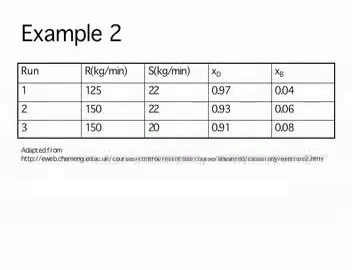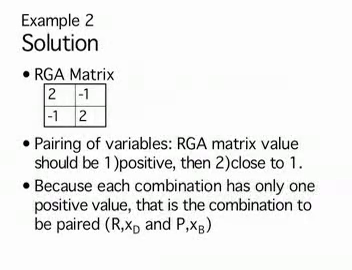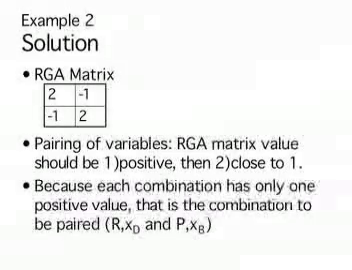For this second example, we are given a table of experimental data similar to the worked out example 2 from the wiki. A 2x2 RGA matrix can be found again describing the relationships between the inputs and outputs. It is important to note when pairing variables that values for each pair should be positive and close to 1. Since each combination in this example only has one positive value, then it can be concluded that R should be paired with XD and P should be paired with XB.